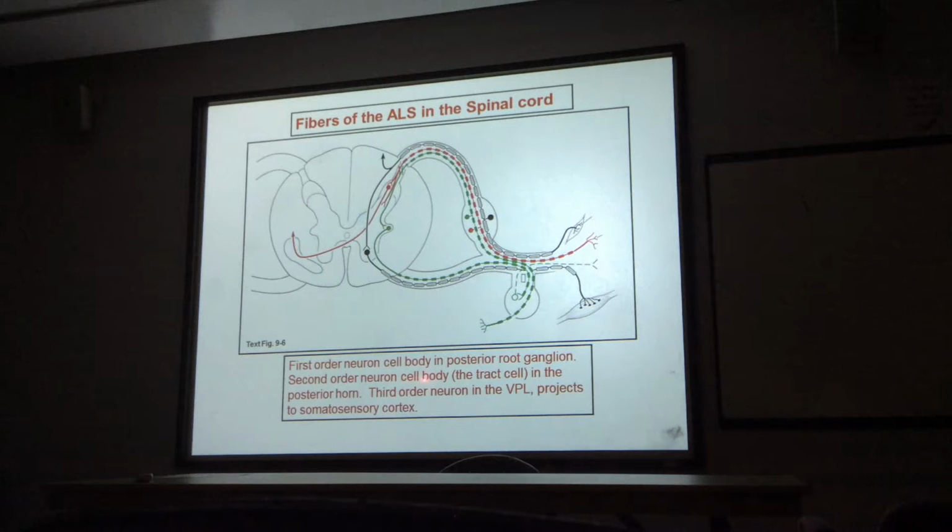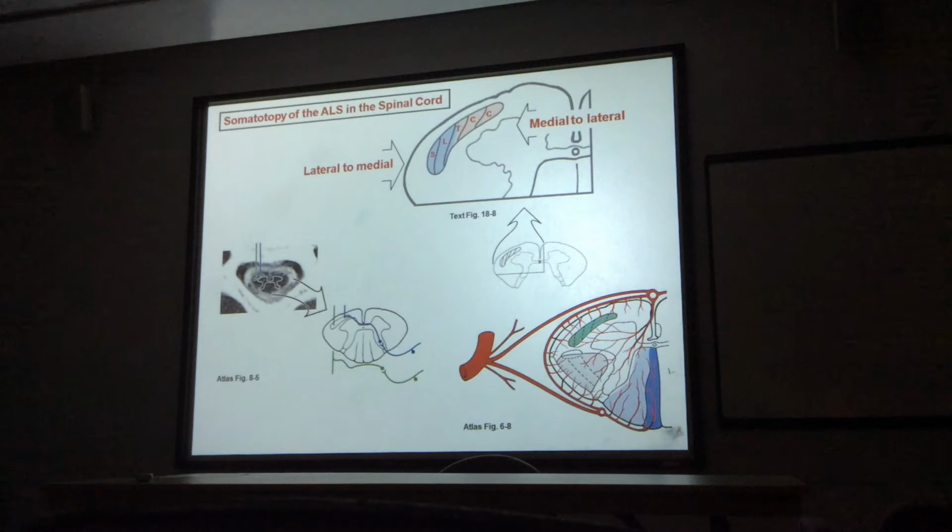So the second order neuron, the tract cell, is in the posterior horn right here. And the third order neuron, which we'll see in a few moments, is in the ventral posterior lateral nucleus of the thalamus. And again, this does not take into account interneurons, which I don't know of anybody who teaches the neural course that takes into account interneurons. There's almost an infinite number of possibilities.